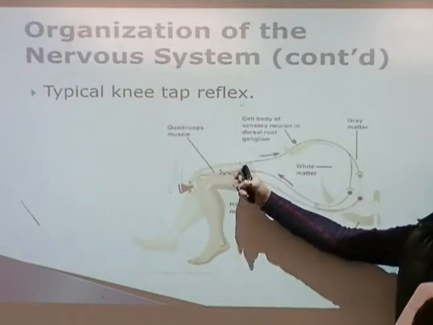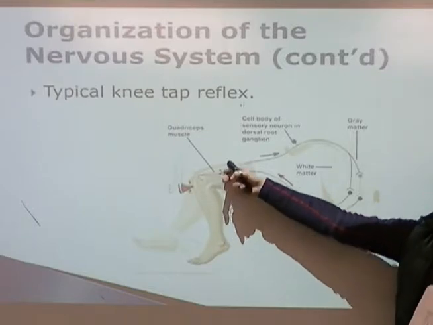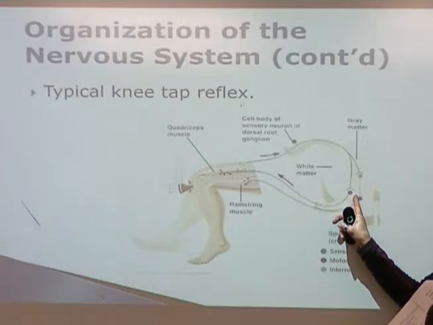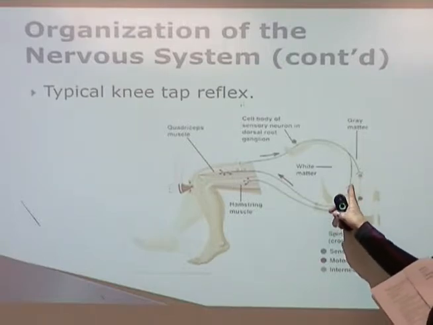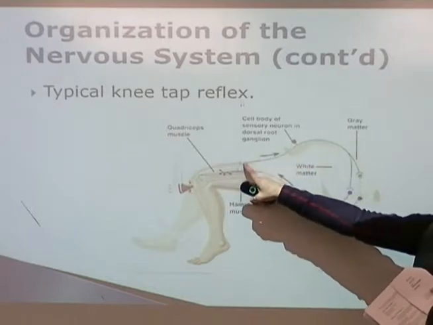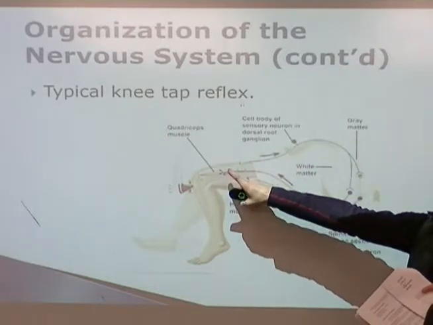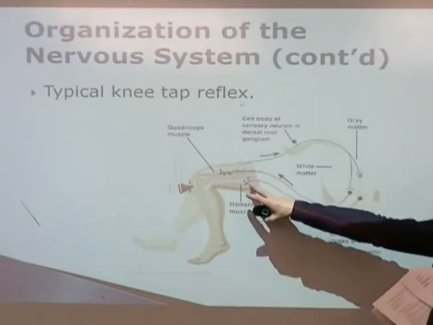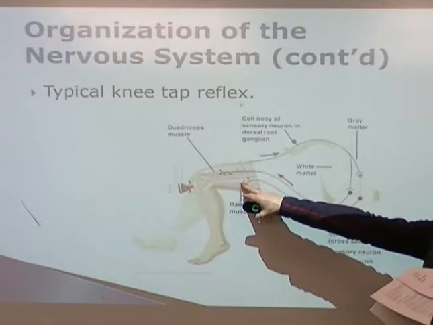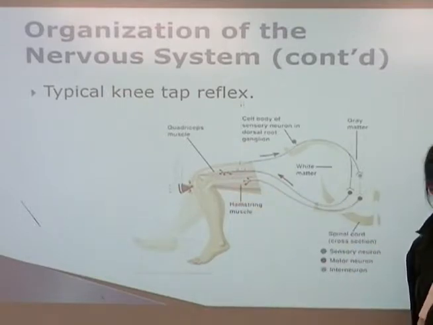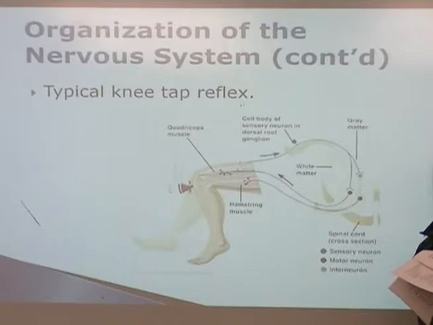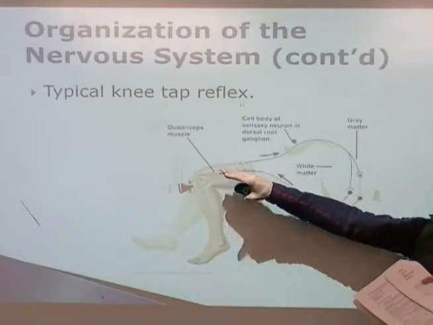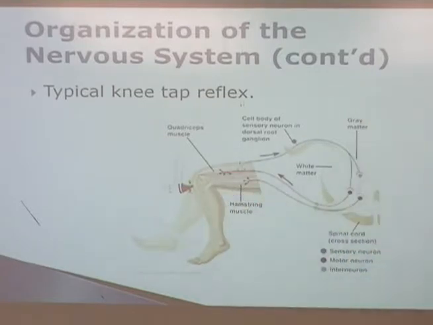So I tap the tendon, it stretches the quad. The muscle spindle sends a signal to the spinal cord. Okay. And it synapses with the motor nerve to come back and contract the muscle. It inhibits the hamstring because I don't want the quad contracting and the hamstring contracting at the same time. Okay, so we turn off the contraction in the hamstring, we contract the quad, we see a knee jerk.